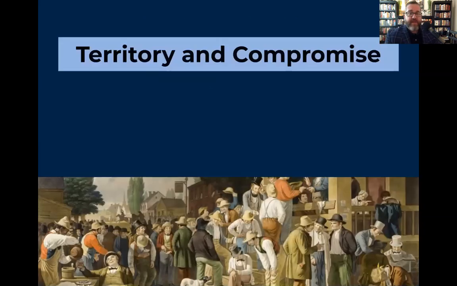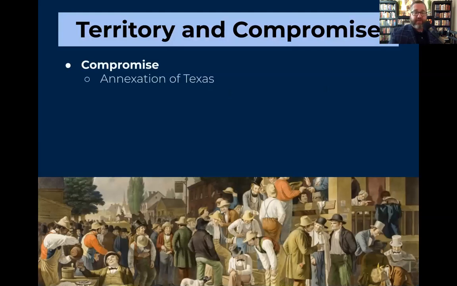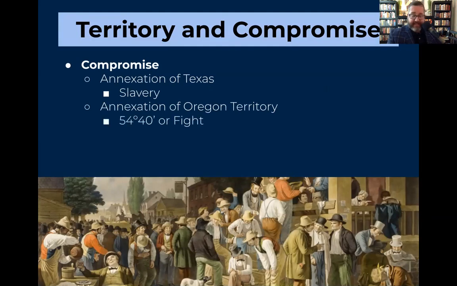All right, so territory and compromise. We've got the annexation of Texas, the big issue because Texas is geographically below and above the Missouri Compromise line. So the issue of slavery is going to be brought into the conversation. Should Texas come into the Union as a slave state or a free state? At the same time, Polk is going to be looking at the annexation of the Oregon Territory, saying, okay, Texas can come in as a slave state, but the annexation of Oregon is going to be a free state.